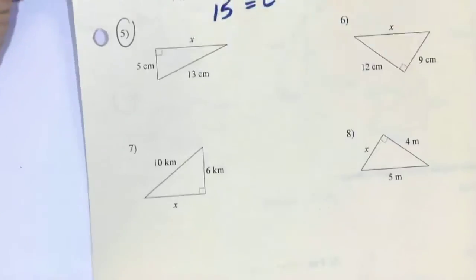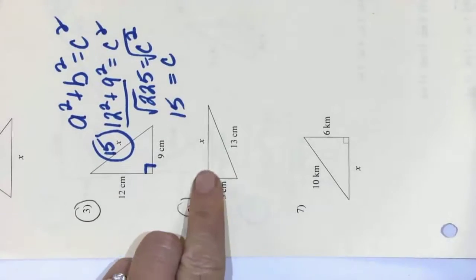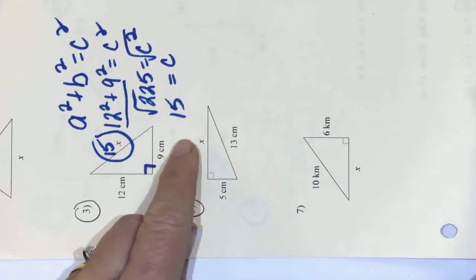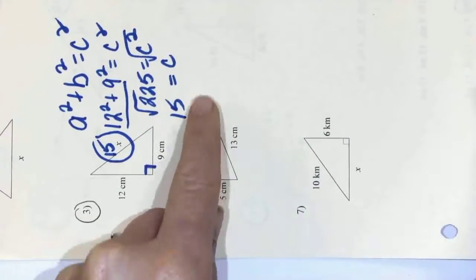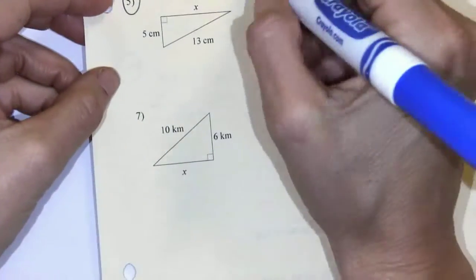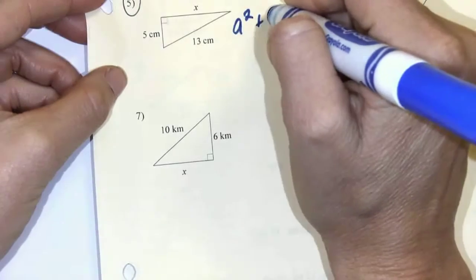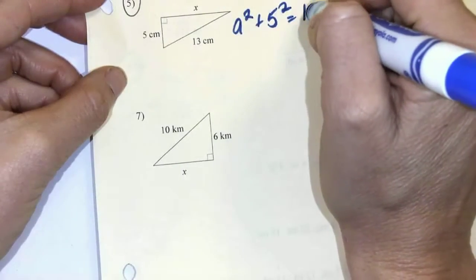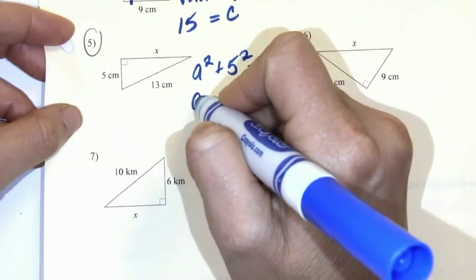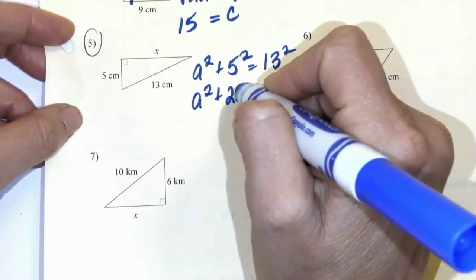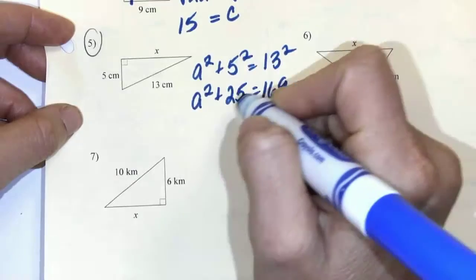The other one I'd like to do is number 5. Sometimes I need to turn my paper so that the right angle is at the bottom. Now I see I have A, B, and C, and I'm actually solving for a leg this time. So I will have A squared plus 5 squared equals 13 squared. This one involves showing the algebra. 5 squared is 25. 13 squared is 169.